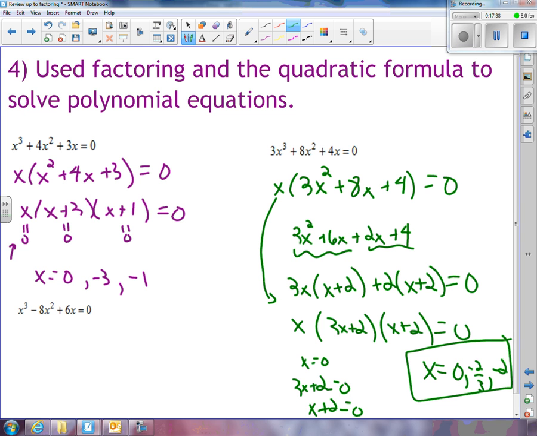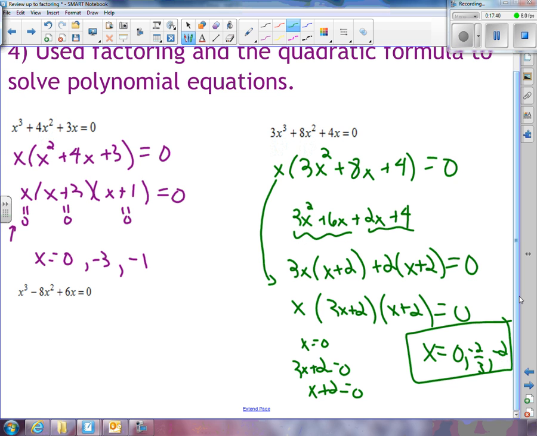Alright, one more example, and then I promise you won't have to hear me talk anymore until tomorrow. So now, once again, look for a GCF. Take out an x. I'm left with x squared minus 8x plus 6. Now, you should ask yourself, can this factor further? Are there any numbers that multiply to 6 and add to negative 8? You think about it for a little while. There are no numbers that make that work.